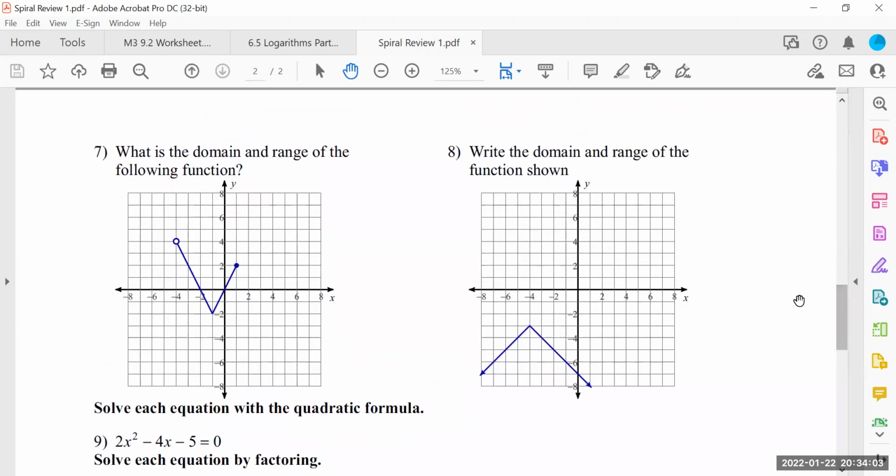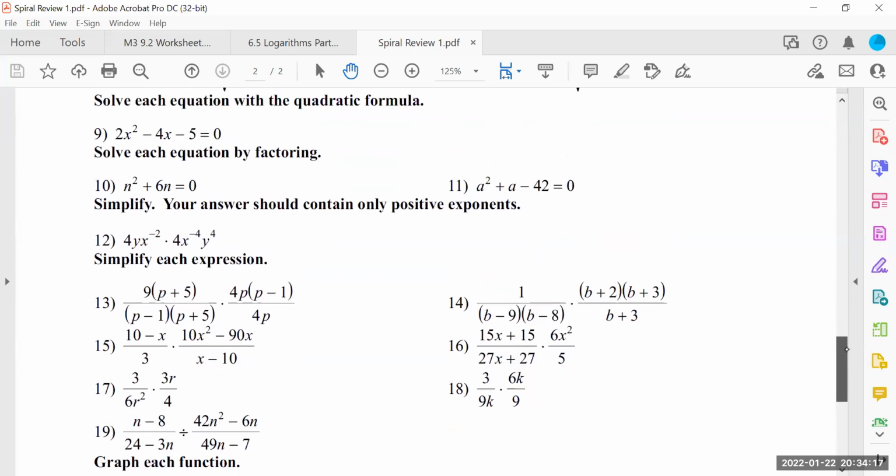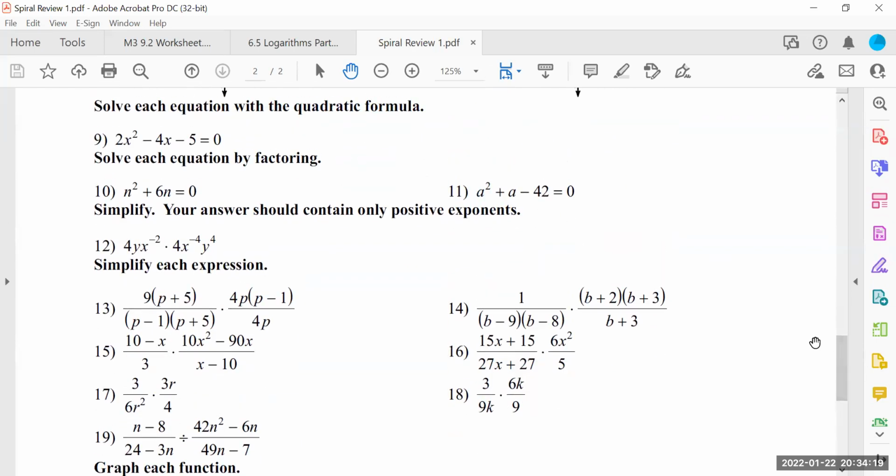On the second page, same idea here, but you've got an open circle right there. Watch out for that one. That's going to mess with your domain and range. Here, domain range, this one continues on. It doesn't have endpoints for that absolute value. So list those.